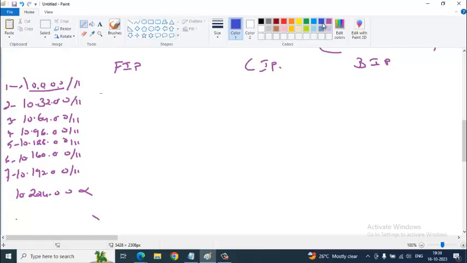What is the first IP address? One second. The first IP address will be 10.0.0.1. Very correct. 10.0.0.1. Now, what will be the broadcast IP? 10.255. That is where we are making a mistake.